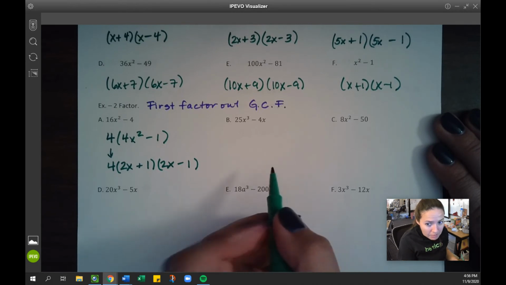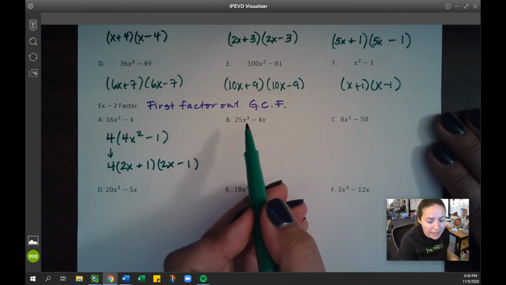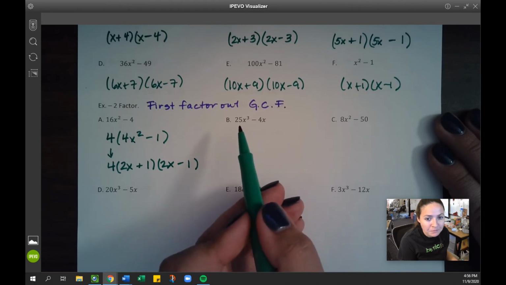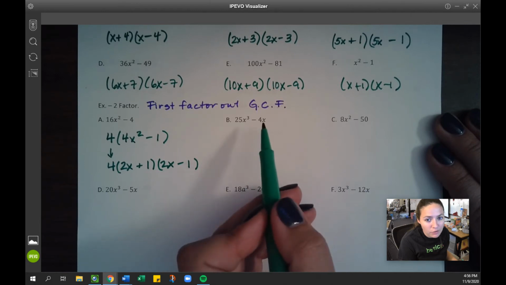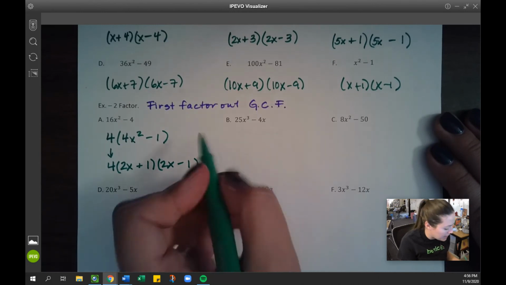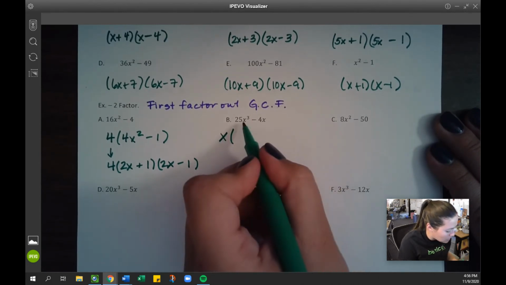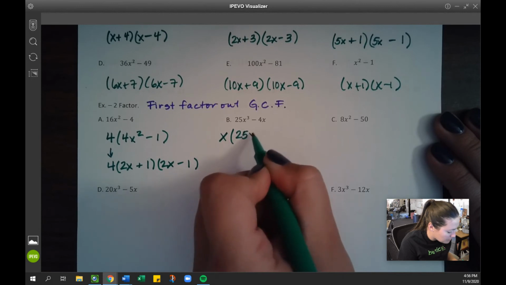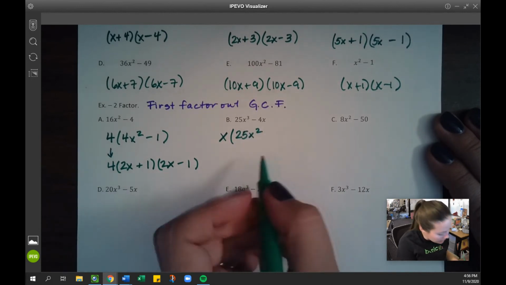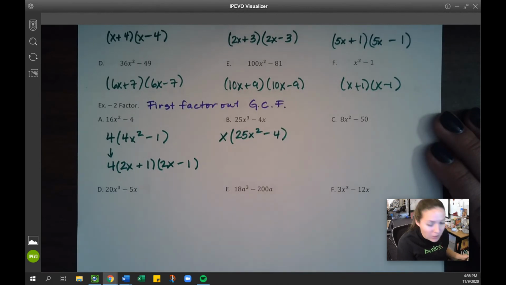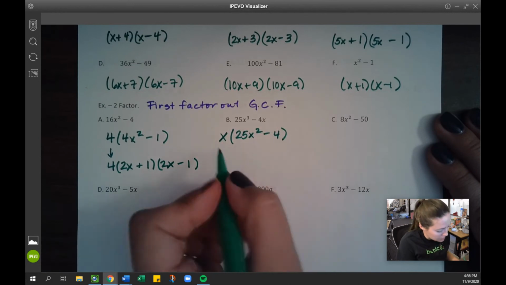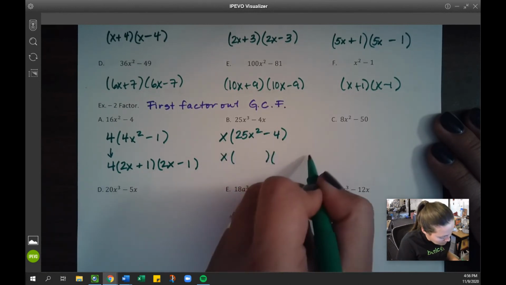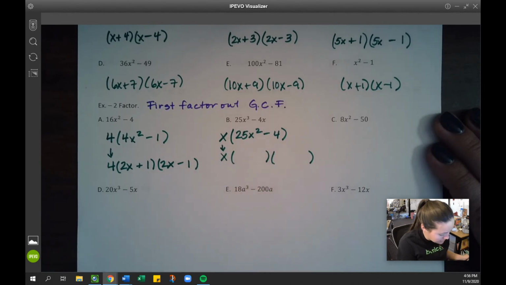All right, let's try part B. 25x cubed minus 4x. Look for greatest common factor. Well, there's nothing I can divide both 25 and 4 by, but they do both have an x. I can take an x out of both terms. If I take an x out, now I only have 25x squared minus 4. But again, look at what I have left. This is a difference of squares, so I can continue to factor this. And notice that x stays along.